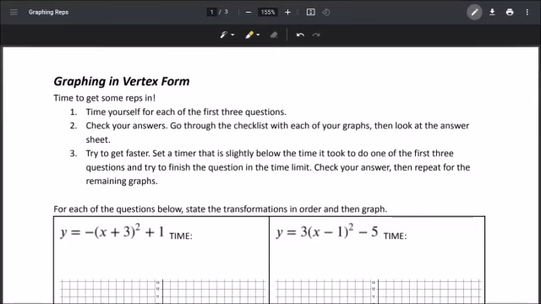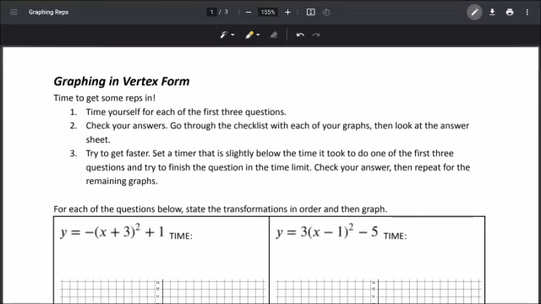Then you're going to check your answers. There's a checklist at the very end of this worksheet, and you're going to go through with every single one of your graphs. Of those 3 graphs that you did, the first 3 graphs, check your answers and look at the answer sheet. Mark yourself. You're going to give yourself a mark out of 6.